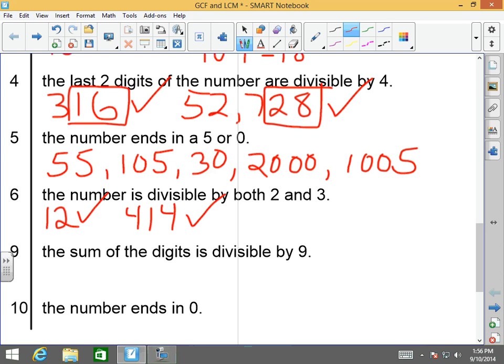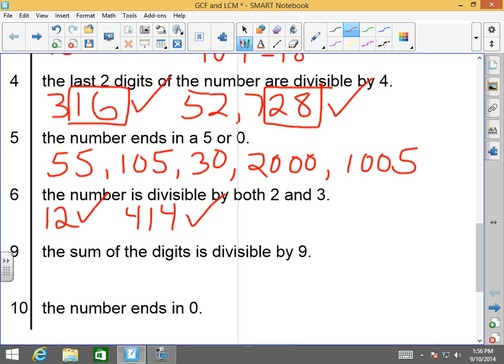You promise? Okay, now, for numbers 7 and 8, there are rules for it, but they're so complicated that it's easier just to test the number out. So if you want to know if a number is divisible by 7, go ahead and divide it. If you have no remainder, then it is divisible by 7. If you want to find out if a number is divisible by 8, just divide the number by 8. If there are no remainders, then you know it is divisible by the number 8.